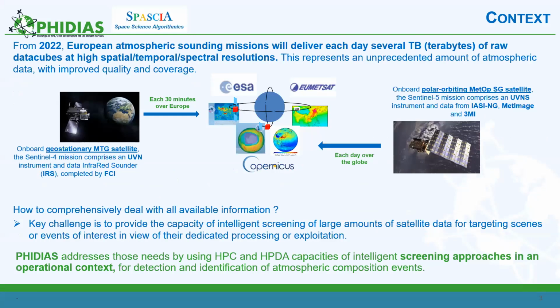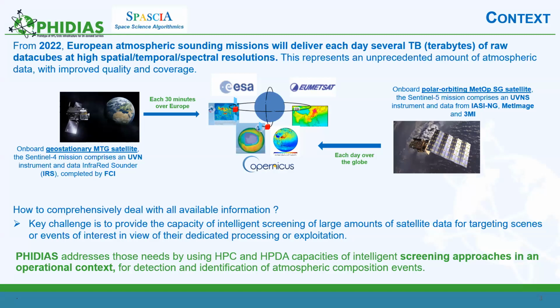So based on that, there is an associated challenge. We will have available a lot of information, a lot of data from space. This will be several terabytes each day provided by space missions, provided from polar orbiting satellites, each day's measurement over the globe, also provided by geostationary satellites, which will provide, every hour, every 30 minutes over Europe, a lot of information about the atmospheric composition. So the question is how to comprehensively deal with all this available information.